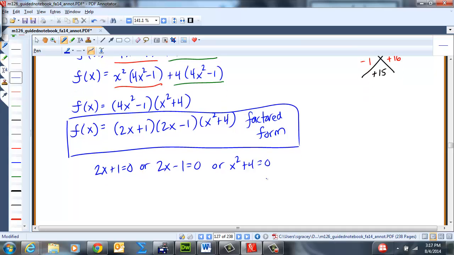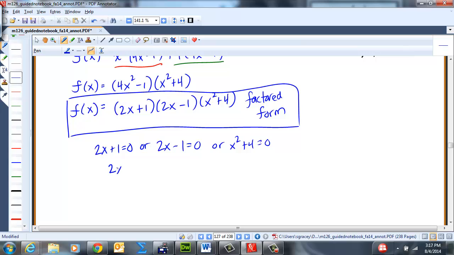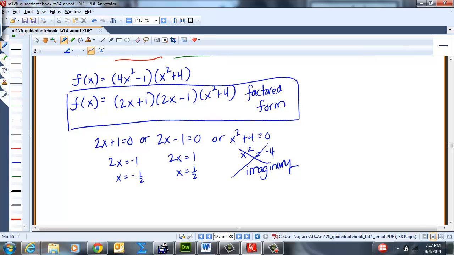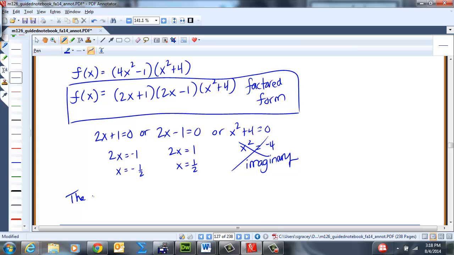Remember, we're looking for real zeros. So 2x would be negative 1, x would be negative a half, or 2x would be positive 1, and x would be positive a half, or x squared would be negative 4, and this is imaginary, so it will not be a real zero. Right? So the real zeros are negative 1/2 and 1/2.